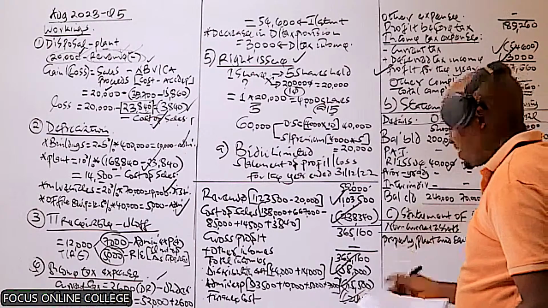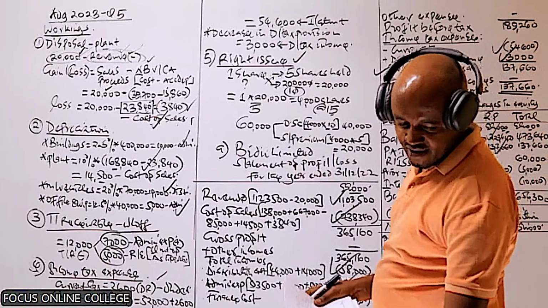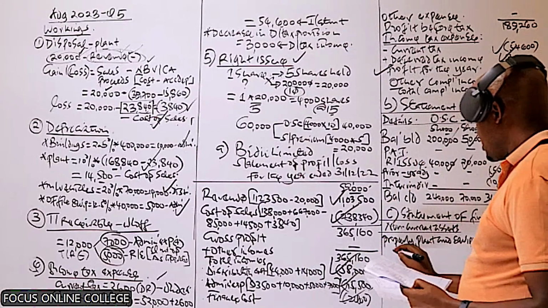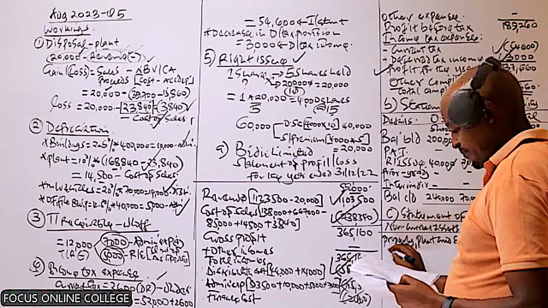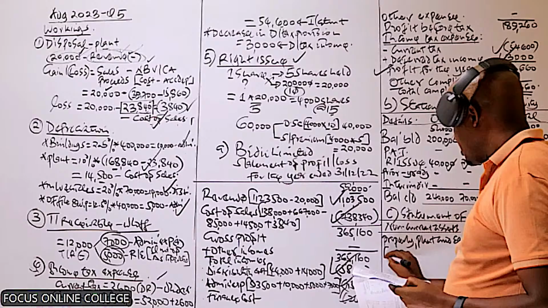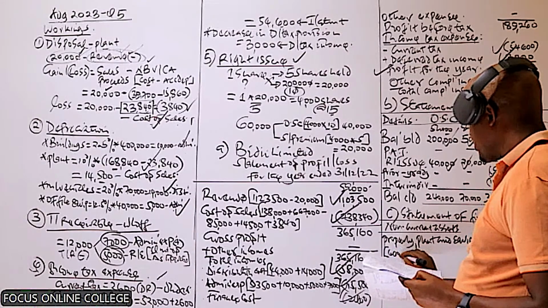So we will start with the first asset within the trial balance. The first asset within the trial balance is property. Property comprises of land and buildings. So we will take the cost, which is 600,000. First of all, I will deduct.